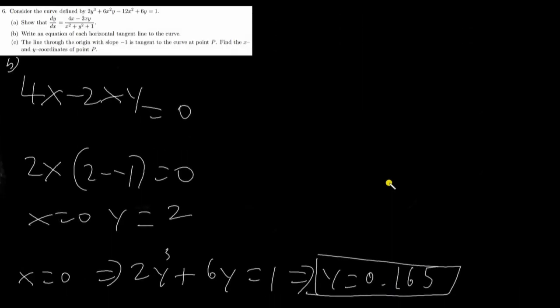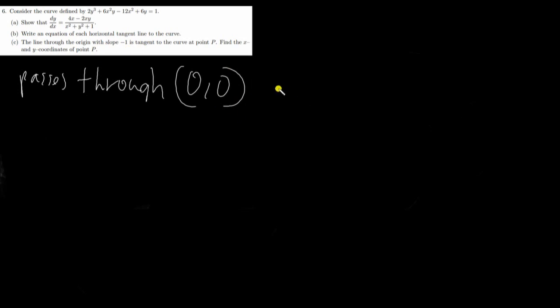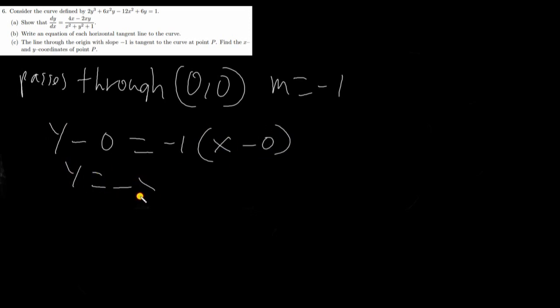Okay, now let's look at part C. The line through the origin with slope equal to -1 is tangent to the curve at point P. Find the x and y coordinates of point P. So through the origin means the line passes through (0, 0), and slope m is -1. I can use this information to find the equation of this line. So y minus 0 is equal to -1 times (x minus 0). So y is equal to -x.